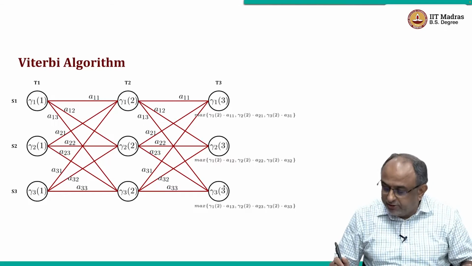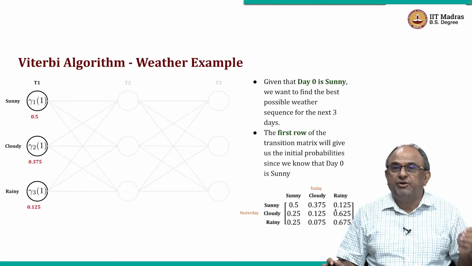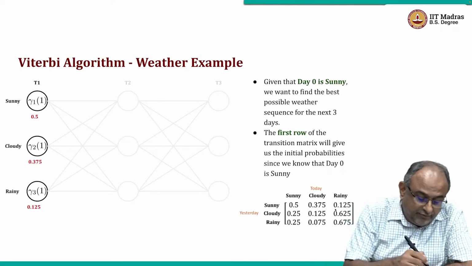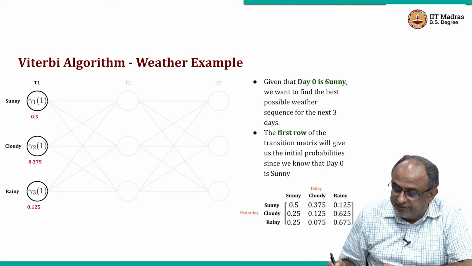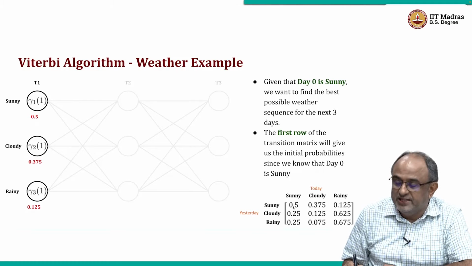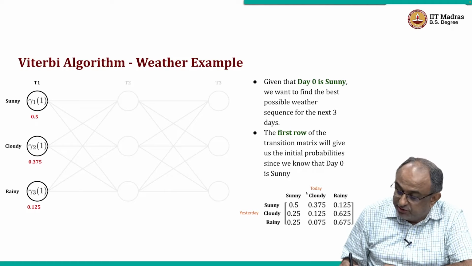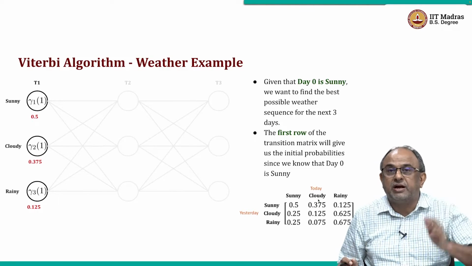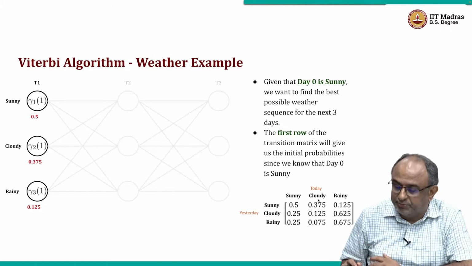Let's do it in a systematic way so that we find out what is happening. We have to start somewhere, so let us go back to the weather example. Already I have the transition probabilities, these are the AIJs, A11, A12, A13, A21, A22 like that. These are the transition probabilities which we have calculated historically by looking at the data for the last 100 years or 10 years or 1 year or something.